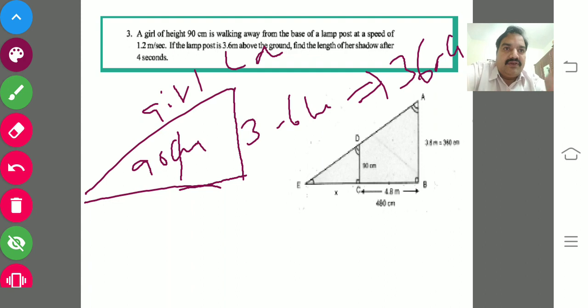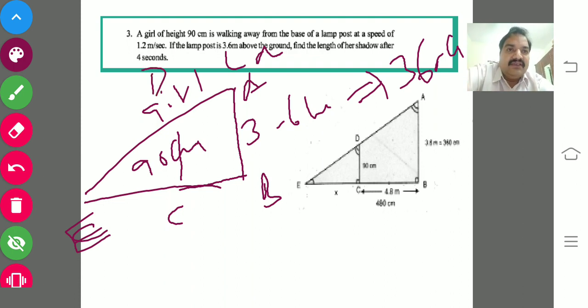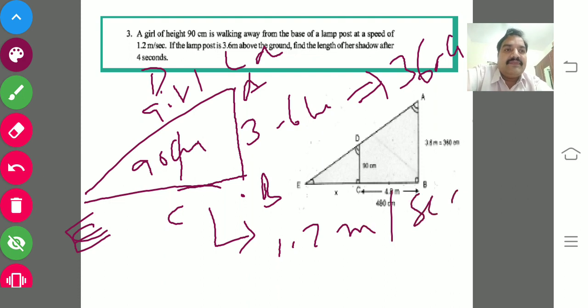Here is a lamp. You just go with A, B, C. The girl has passed from here to here, B to C. Then you just take this as E, this is C. A, B, C and D, and this is E. So the girl has started here and reached here. How much distance she has traveled, we don't know. So the speed is given in the problem, 1.2 meters per second.